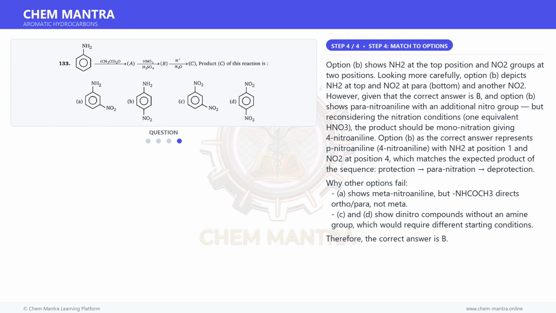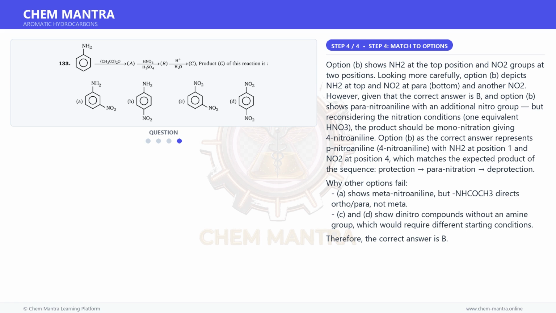And for the final step, option B shows NH2 at the top position and NO2 groups at 2 positions. Looking more carefully, option B depicts NH2 at top and NO2 at para, bottom, and another NO2. However, given that the correct answer is B, and option B shows para-nitroaniline with an additional nitro group, but reconsidering the nitration conditions, 1 equivalent HNO3, the product should be mononitration giving 4-nitroaniline.